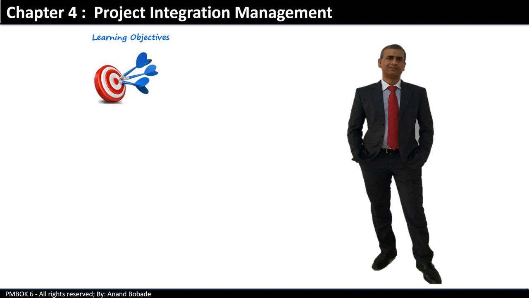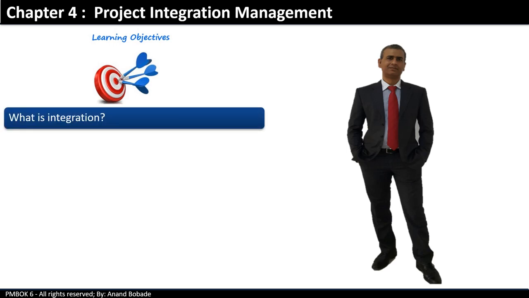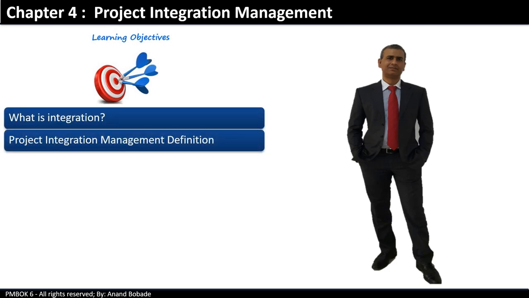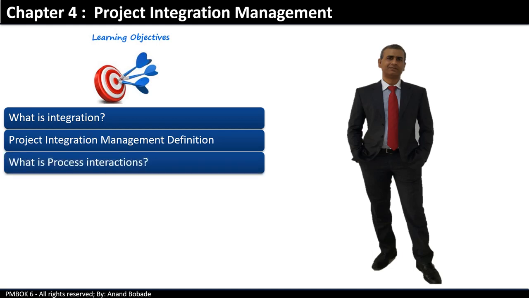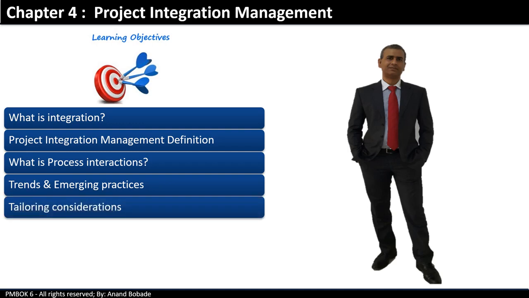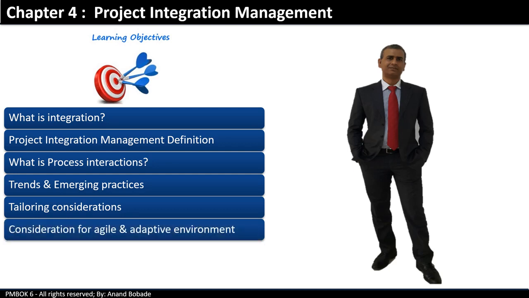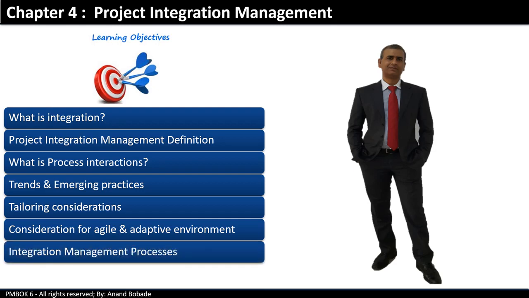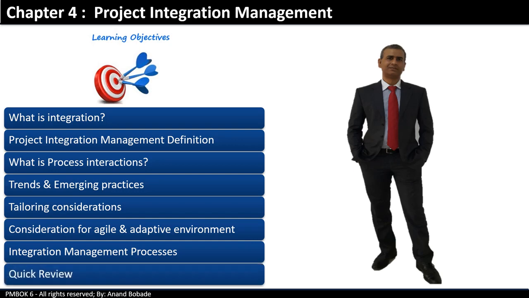Learning objectives of the current session are: we'll start with understanding what integration is. We'll go through the integration management knowledge area definition. We'll talk about process interactions, trends and emerging practices in integration, and tailoring considerations. We'll also talk about tailoring considerations related to agile and adaptive environments. And then we'll go through a quick overview of integration management processes. And finally, we will do a quick review.